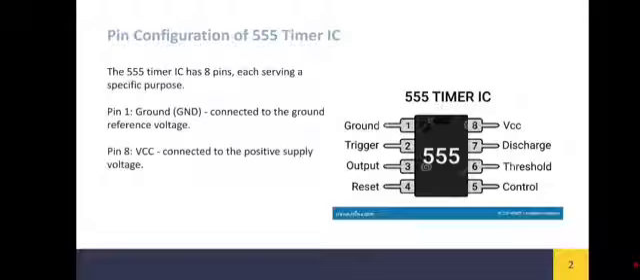The remaining pins are used for trigger, resetting, output generation, threshold detection, discharge and control voltage operations. Understanding the pin configuration is very important for designing circuits with the IC555 timer.